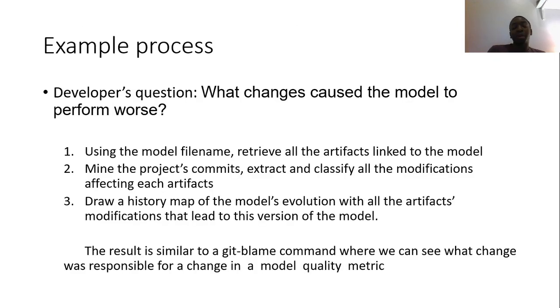We can have an example process here: what changes caused a model to perform worse? For example, using the model file name, the framework will retrieve all the artifacts that are linked to the model, mine the project commits to extract relevant information, and with all this information and the links, draw a history map of the model's evolution with all the artifact modifications that led to this specific version of the model.